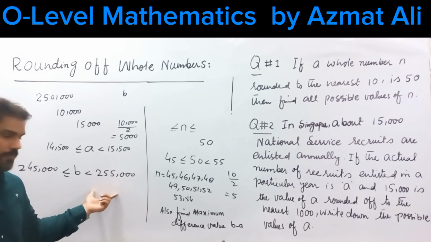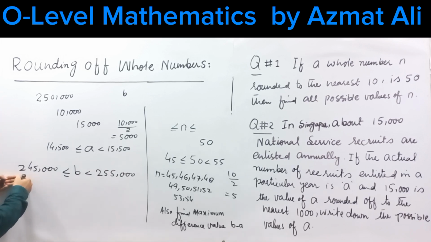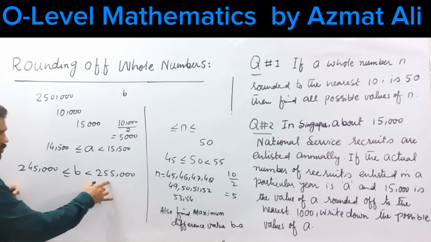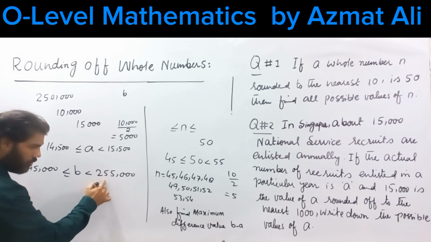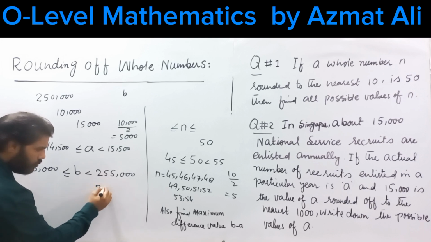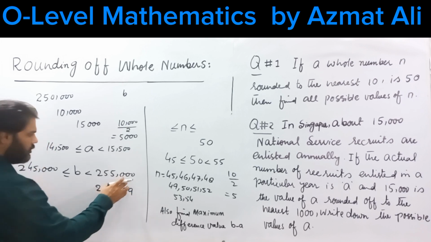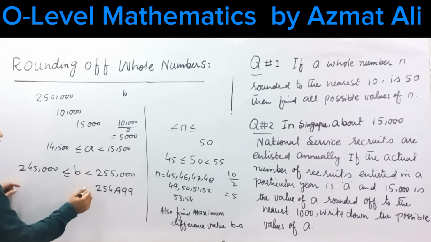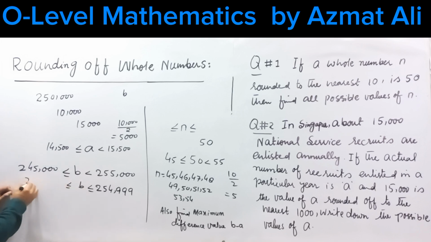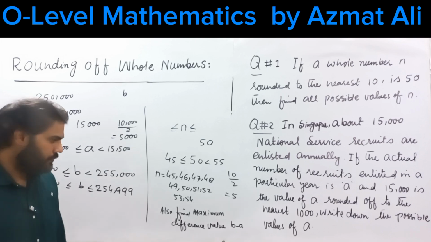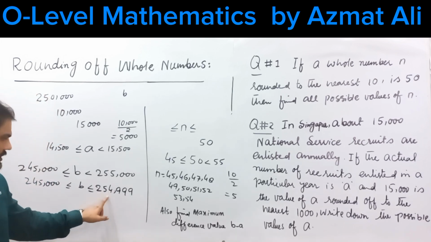These are the possible values of B that start from 245,000 and end at, what is the last whole number here? The last whole number will be 254,999. You can write the range of B in two ways. This is the first way and this is the second way, where you can include the equal sign. So these are the two ways to write the possible values of B. Now this is the last whole number.